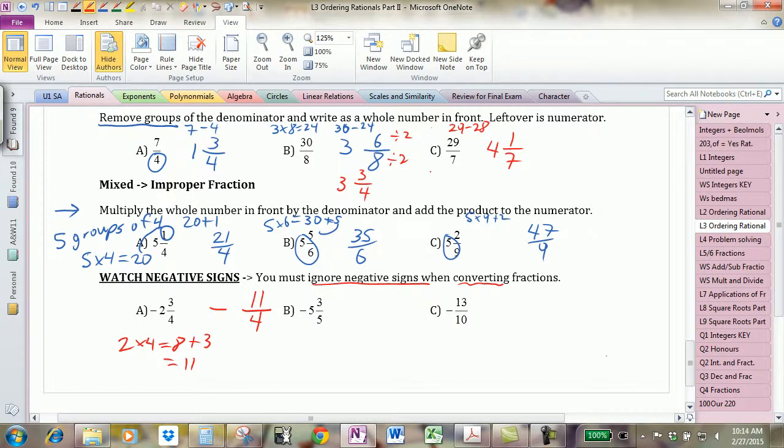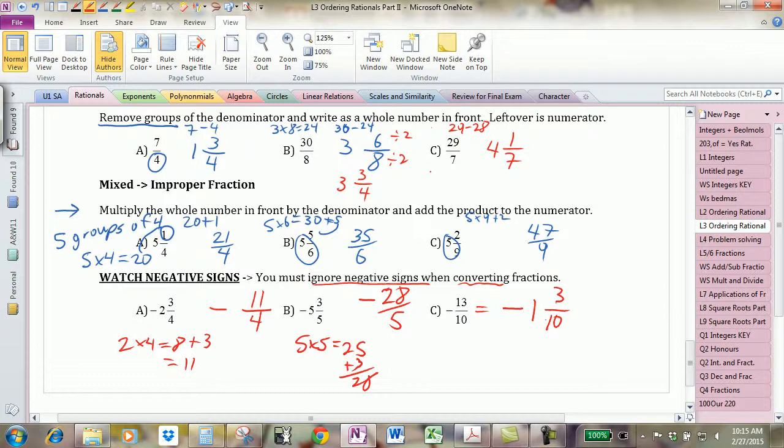Okay, so what's the answer for here? It's positive 5 times 5 equals 25 plus the 3, 28. So it's negative 28 over 5, but the negative sign's not involved in the conversion. For C, the negative sign's not involved in the conversion. I can move one group of 10 and 3 is remaining. Do not involve negative signs in your conversions.